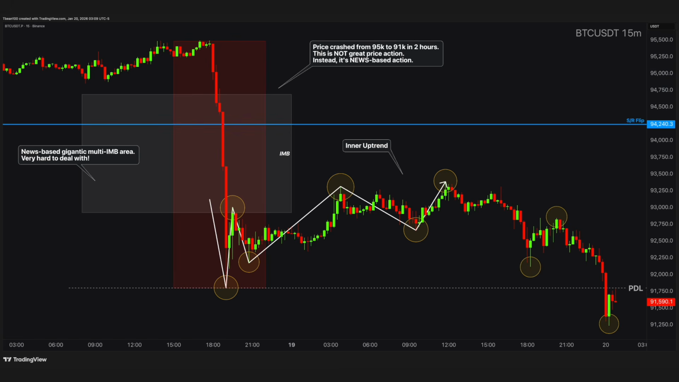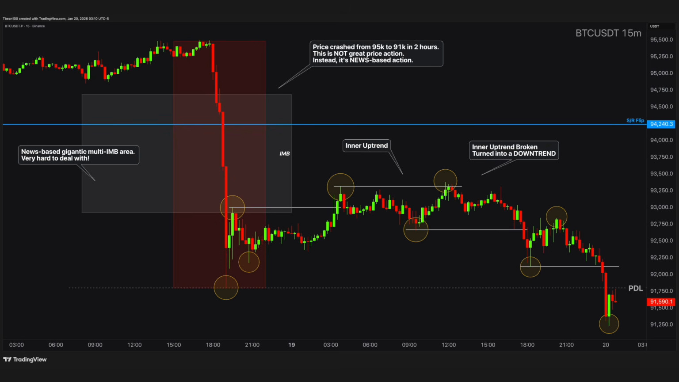That inner uptrend then breaks and turns back into a downtrend again to hunt the PDL, which is the previous day's low below in this example. So in this case, the trade does work out. But the real problem with this news-related price action is the uncertainty.